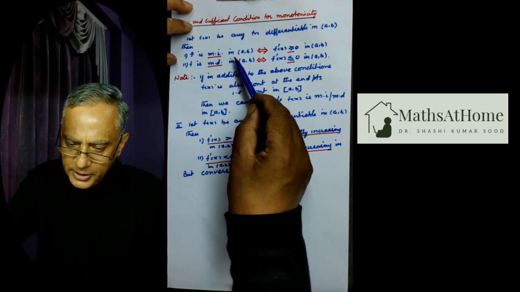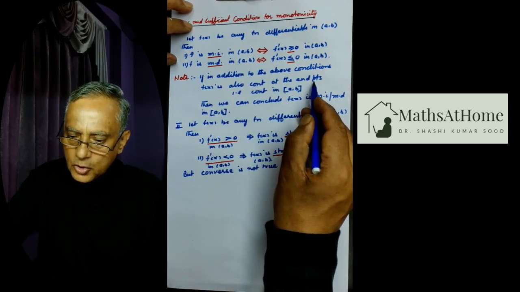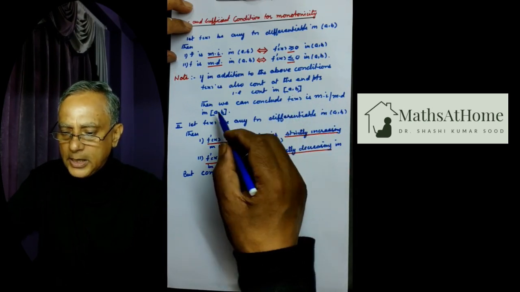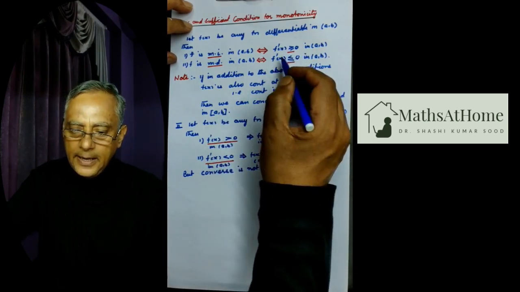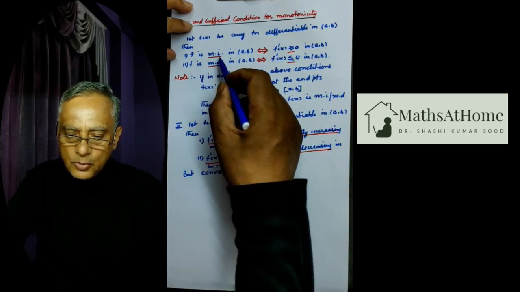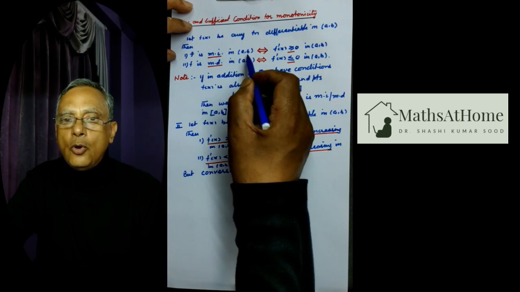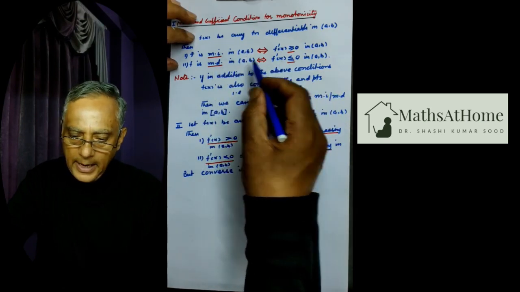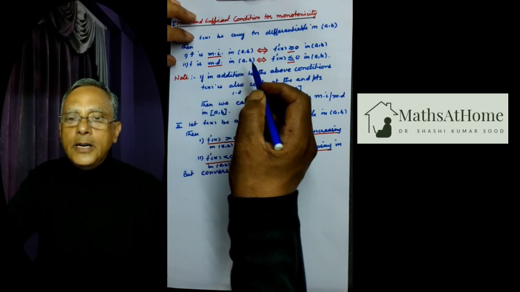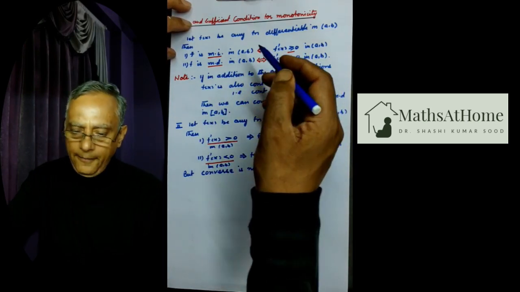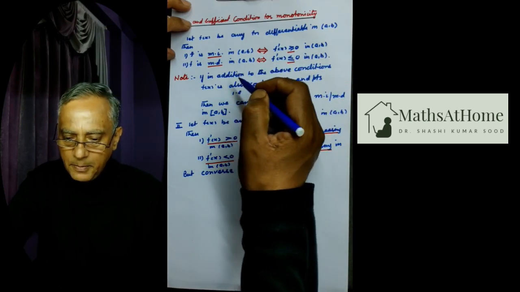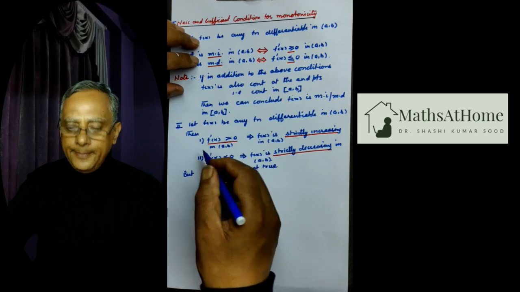So if, in addition to this condition, the function is also continuous at the endpoints, then we can conclude f(x) is monotonically increasing or decreasing in [a, b]. If the function is continuous at the endpoints, then this will mean it is monotonically increasing in closed interval [a, b]. And here it will mean f(x) is monotonically decreasing in closed interval [a, b]. If f(x) is continuous at a and b, then we can replace this by closed interval [a, b].